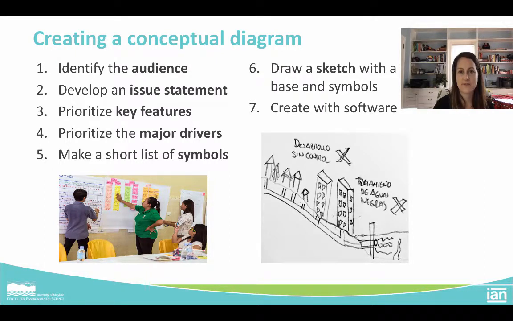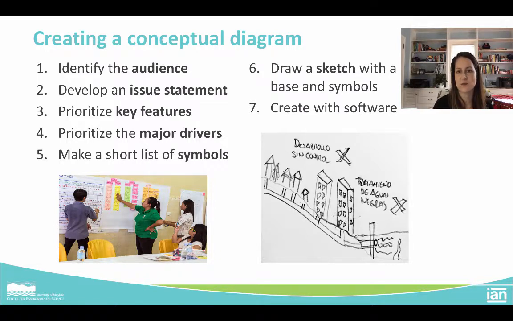So are there specific species of animals you need? Do you have to have a certain kind of look of a building or a boat? Are there different processes that need to be in that diagram? And next, you want to start drawing a sketch with the base and symbols.